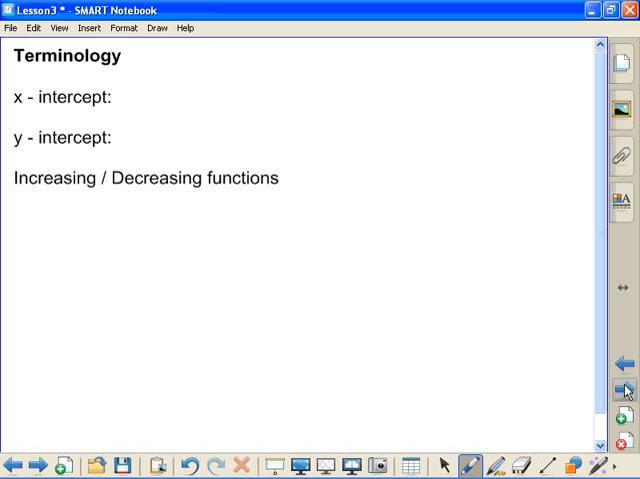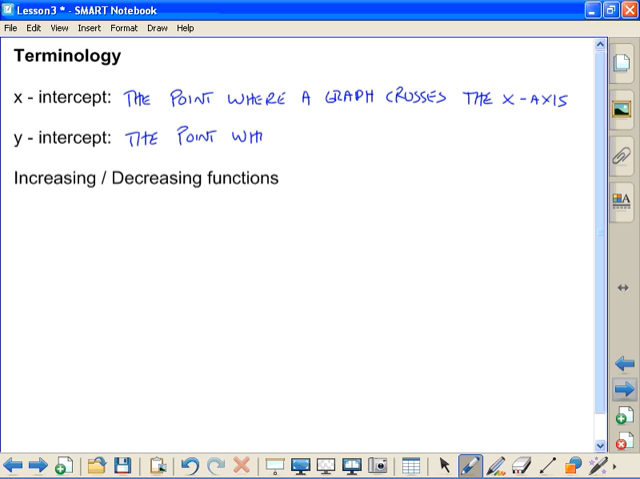X-intercept, we're looking at the point where a graph crosses the x-axis. Similarly, the y-intercept, the point where a graph crosses the y-axis.